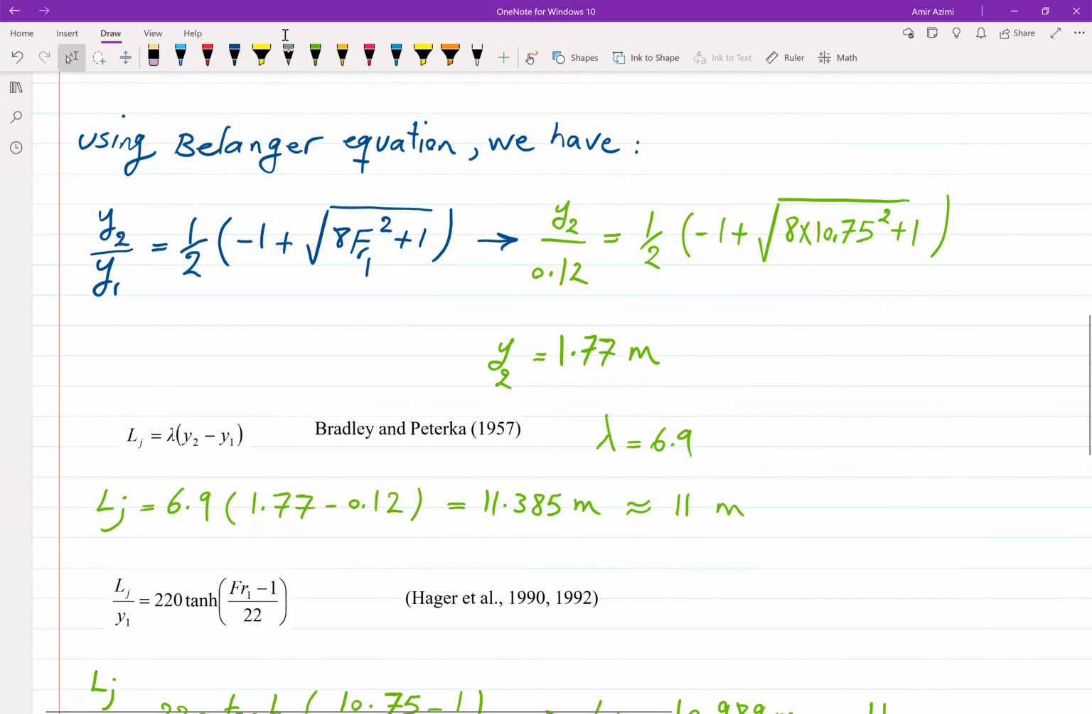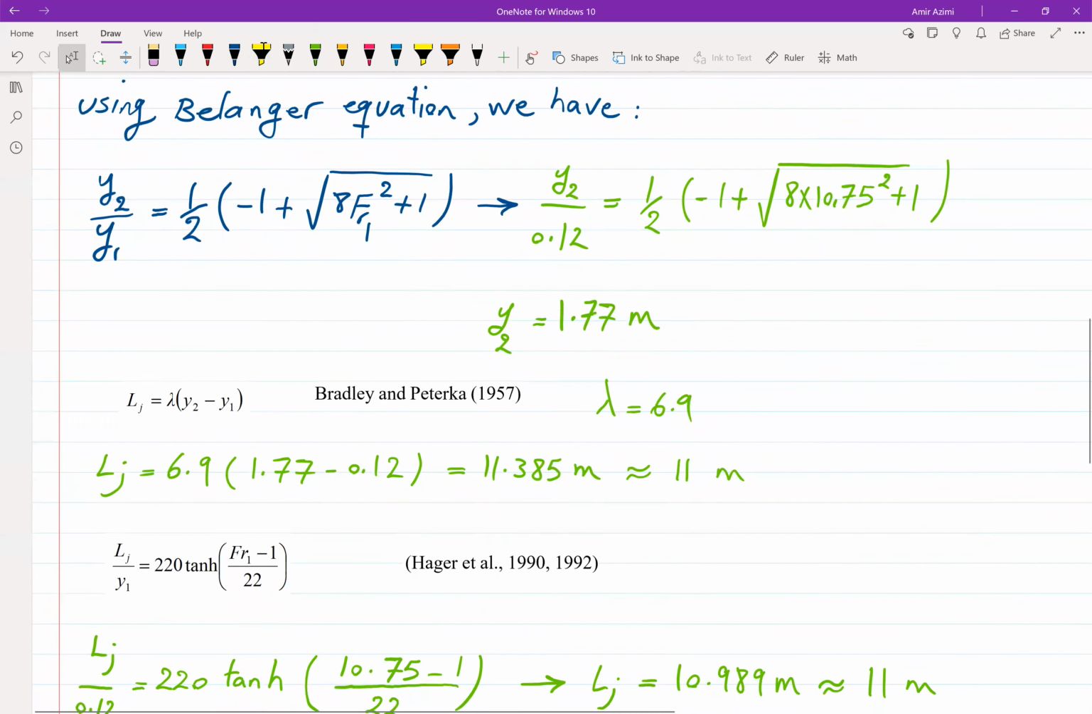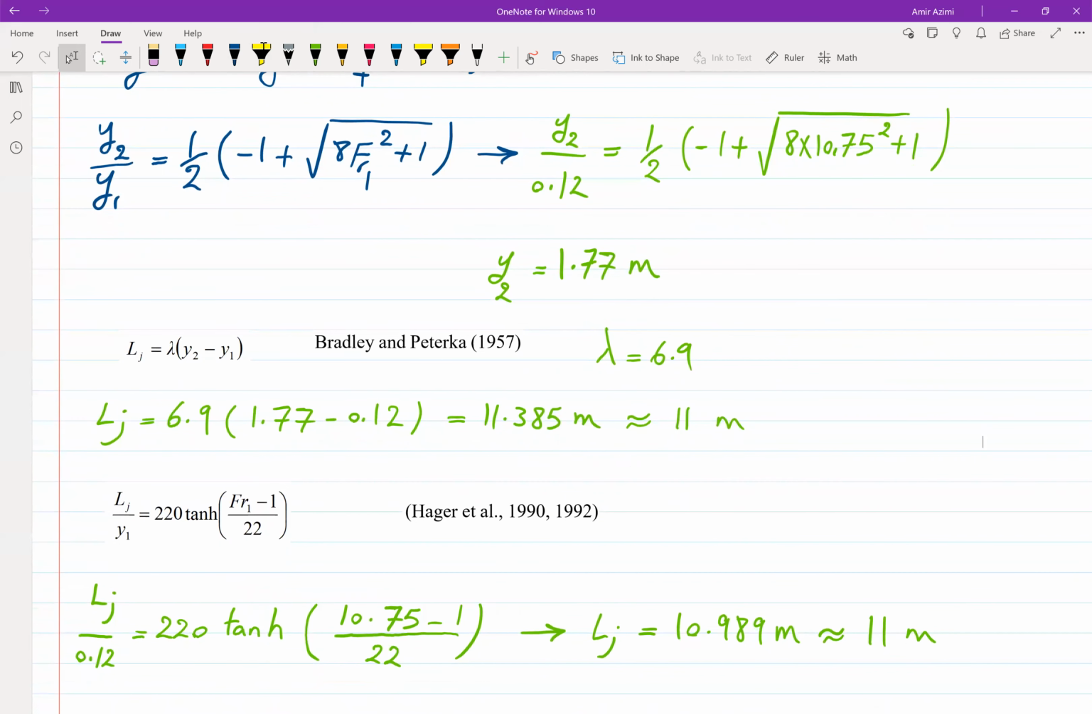The next equation is proposed by Hager, and it's a non-dimensional length of the jump, LJ divided by Y1. We use the Froude number at section 1. If you calculate, you will get LJ equal to 10.989, which is roughly 11 meters. So you will see that Peterka and Hager's equations pretty much give you the same value.